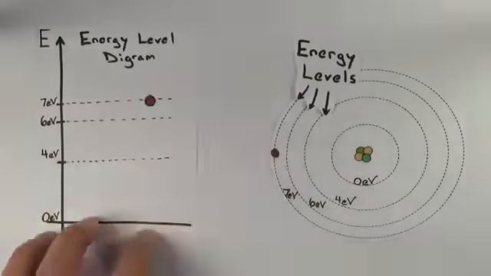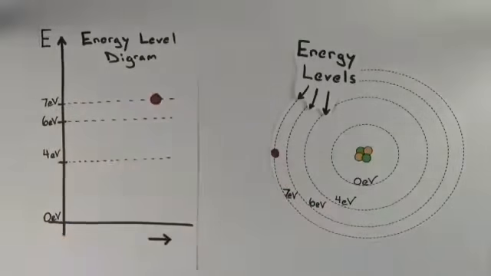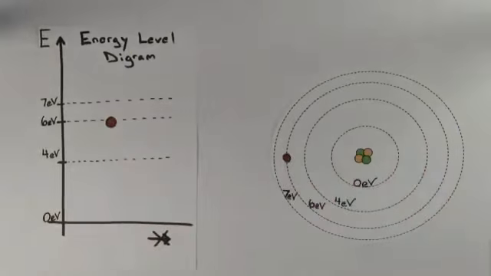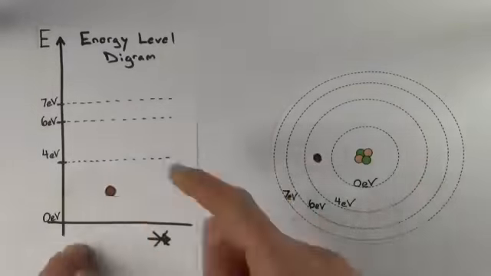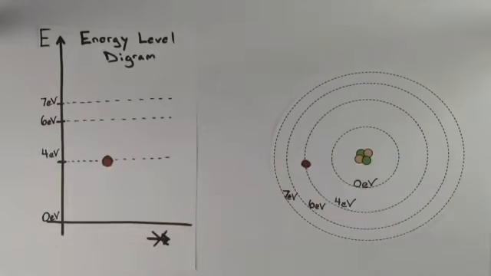Note that moving left or right on an energy level diagram doesn't actually represent anything meaningful. So technically there is no x-axis on an energy level diagram, but we draw it there anyway because it makes it look nice. All that matters is what energy level or rung on the ladder the electron is at. Note that the electron for our hypothetical atom here can only exist with 0 eV, 4, 6, or 7 eV. The electron just cannot exist between energy levels. It's always got to be right on one of the energy levels.